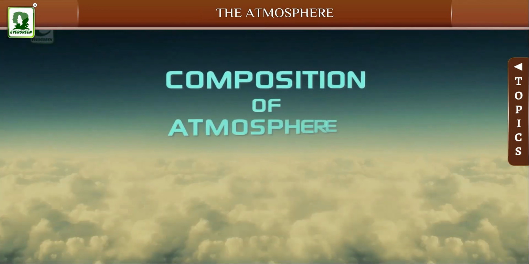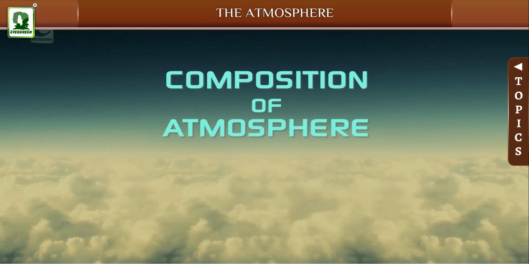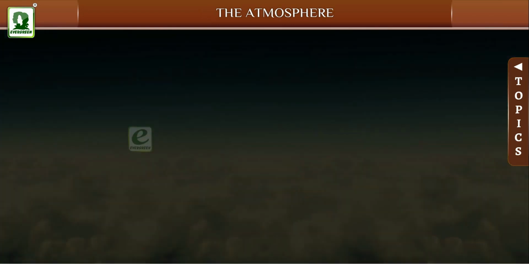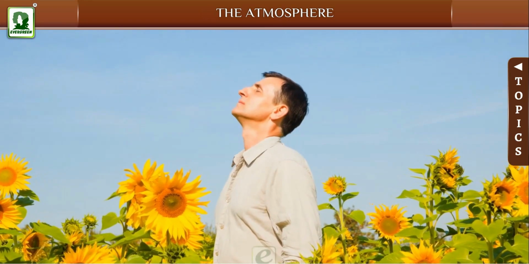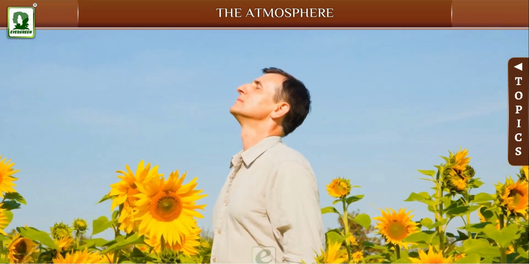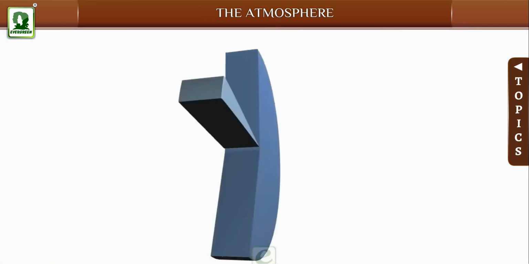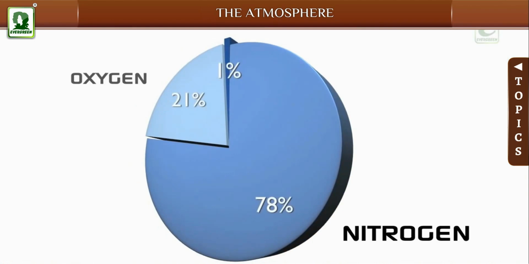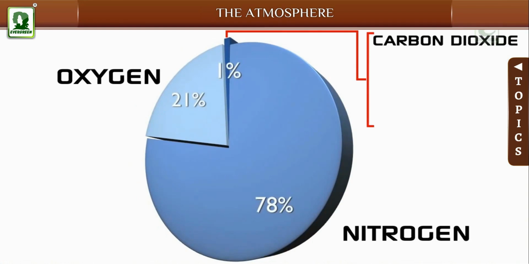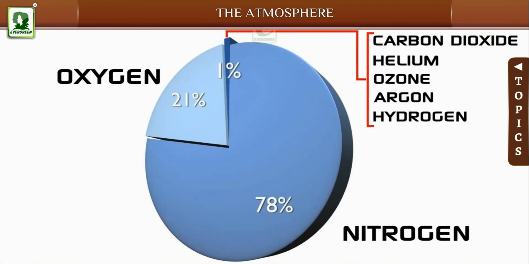Composition of atmosphere. The air that we breathe in is actually a mixture of many gases. The most abundant gases found in our atmosphere are nitrogen 78% and oxygen 21%. Carbon dioxide, helium, ozone, argon, and hydrogen are found in lesser quantities.